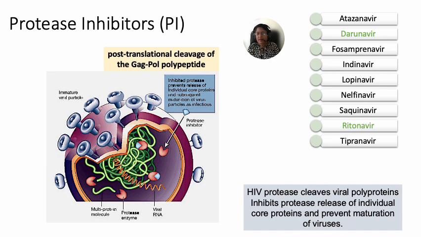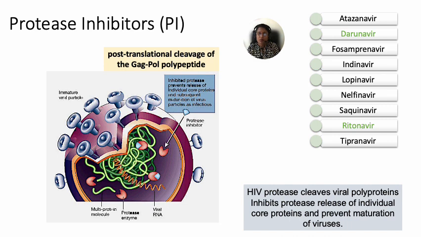By preventing the post-translational cleavage of the GAG-POL polypeptide, protease inhibitors prevent the processing of viral protein into functional conformations, and this gives rise to immature, non-infective viral particles. So remember the GAG-POL polypeptide.